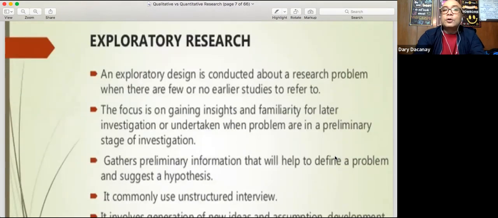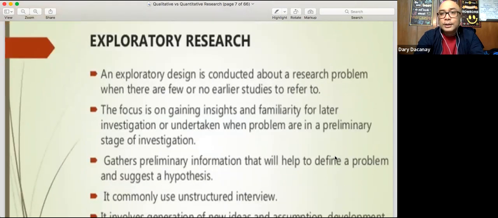And we have the exploratory research. It's conducted about a research problem when there are few or no earlier studies to refer to. Now, the focus on gaining insights and familiarity for later investigation is undertaken when problems are in a preliminary stage of investigation. So normally, itong exploratory research, you do this one in a quantitative research. Okay? It gathers preliminary information that will help to define a problem and suggest a hypothesis.